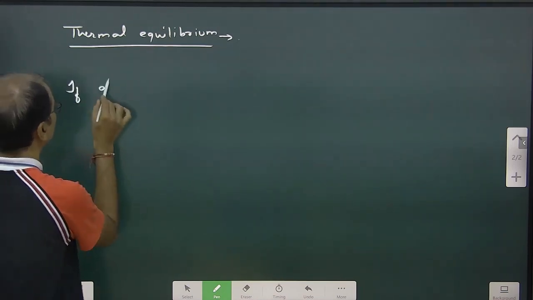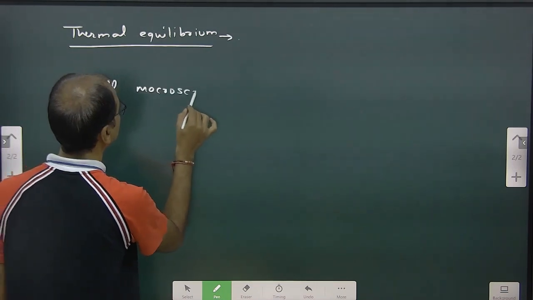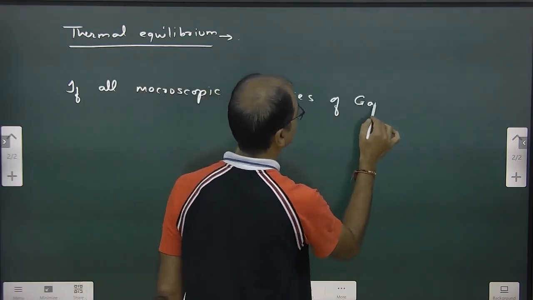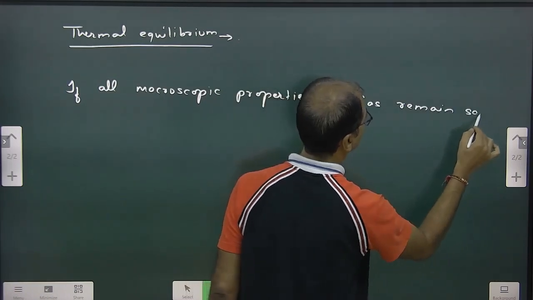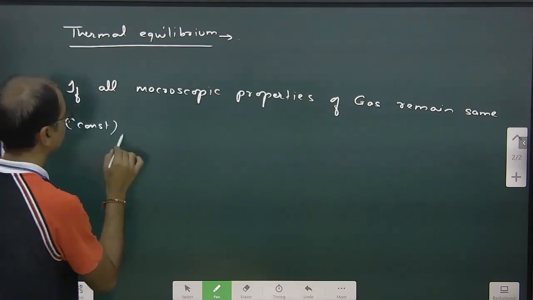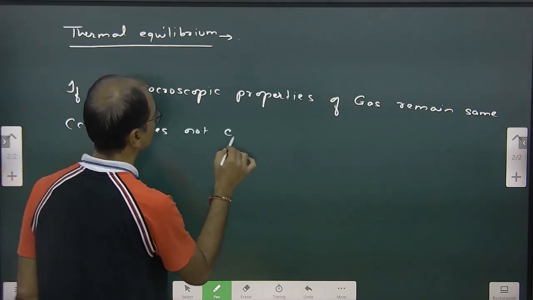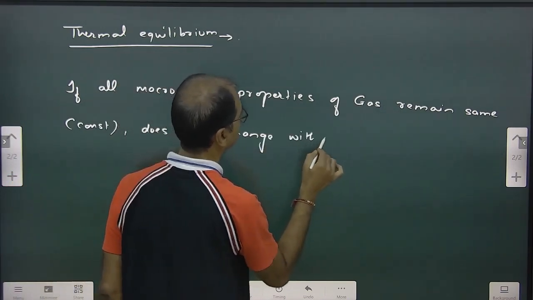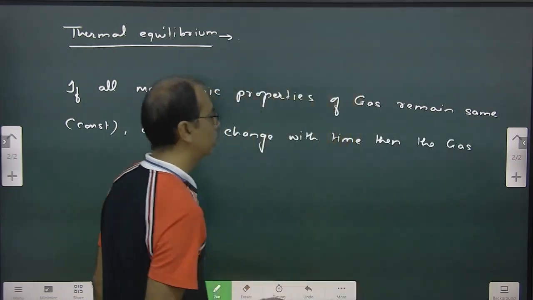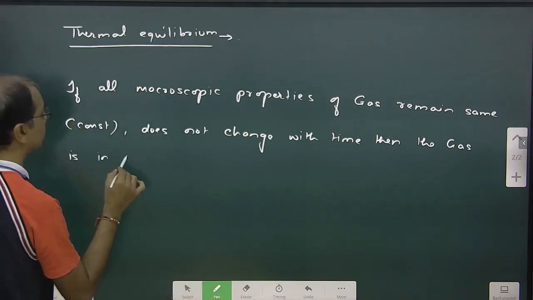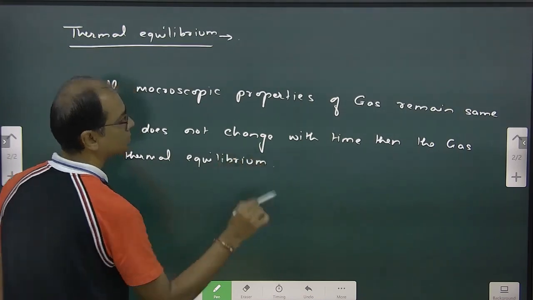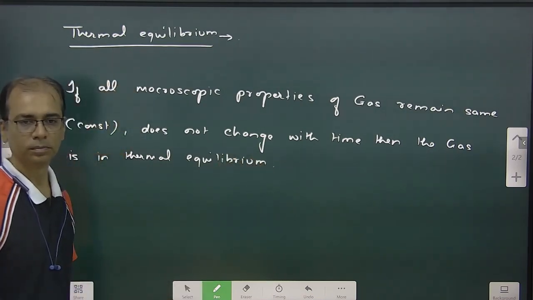If all macroscopic properties of gas remain same or constant, do not change with time, then the gas is in thermal equilibrium. This is thermal equilibrium.